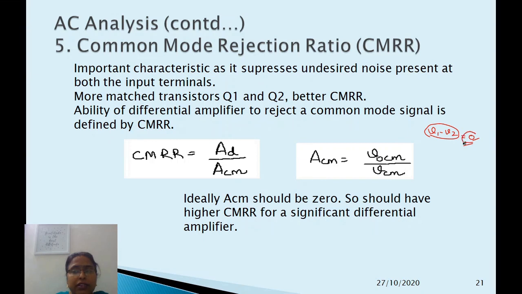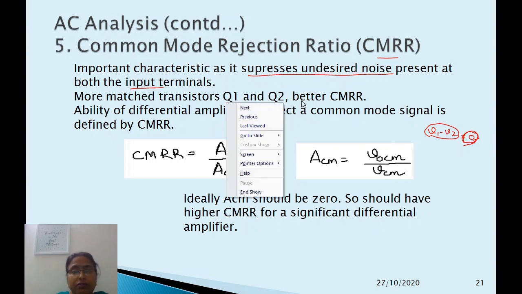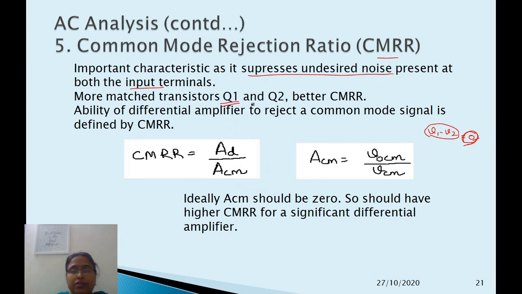But practically it is not equal to 0. Some voltage comes there. So ideally the CMRR should be very high, and that quality of this amplifier is helpful in suppressing the undesired noise that is present at both the input terminals. So this is a very important characteristic of the differential amplifier, and this is achievable only when these two transistors Q1 and Q2 are well matched. Only then we will get better CMRR.